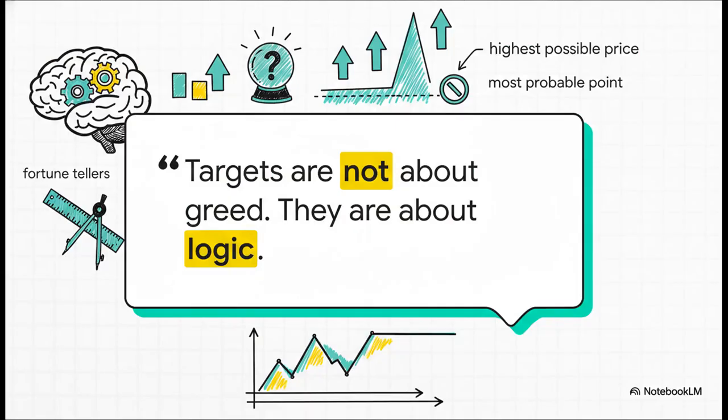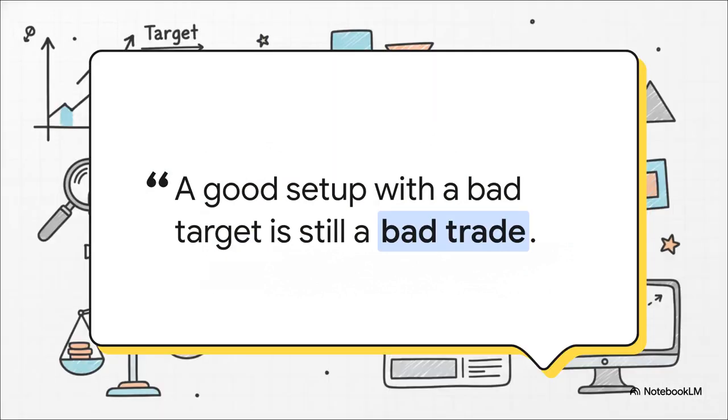Let's be perfectly clear on this. Targets are not about greed. They're about logic. We're not fortune tellers trying to predict the highest possible price. We're planners. We are simply identifying the most probable point where the price is likely to run into some serious trouble. That's it.